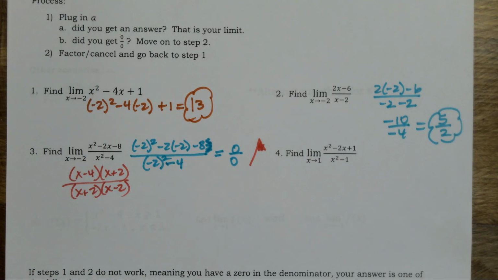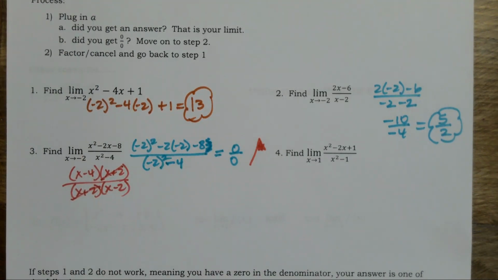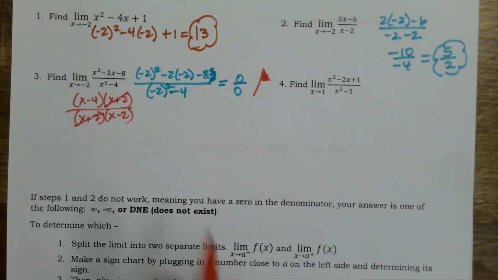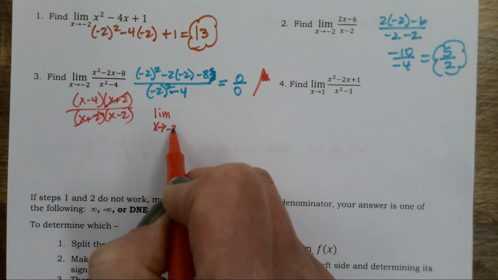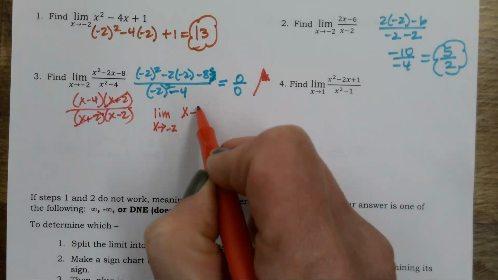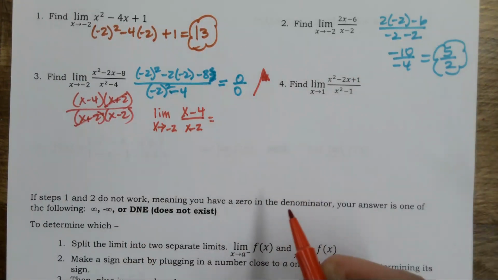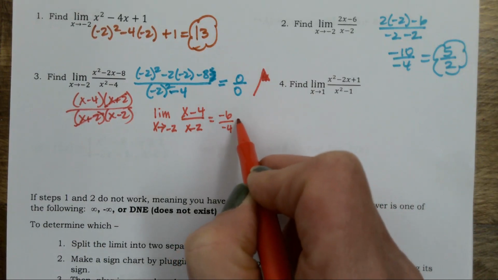But I found my culprit. The x plus 2 is what's causing the issue. I have now removed it, and I can retake my limit. So I'm going to take the limit as x approaches -2, but of what's left. And it looks like we get -6 over -4, or 3/2.